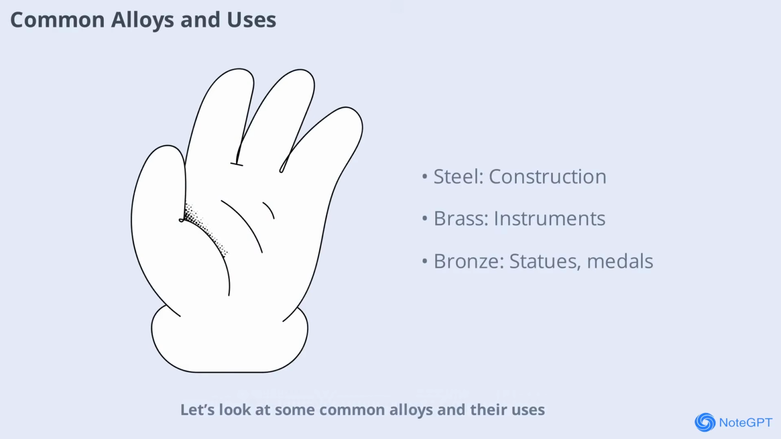Let's look at some common alloys and their uses. Steel is used in construction and machinery, brass in musical instruments and fittings, and bronze in statues and medals. Each alloy is chosen for its specific properties, ensuring the best performance in its application. Understanding the uses of alloys helps us appreciate their importance in everyday life.